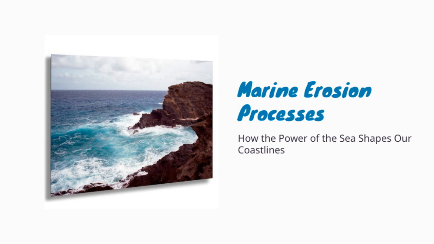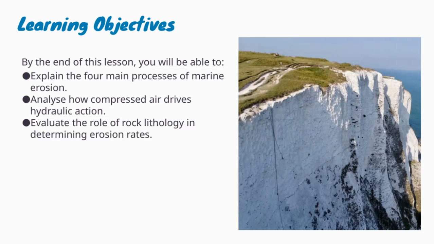Waves can crash into cliffs again and again, forcing air into cracks, throwing pebbles against rock, dissolving certain minerals, and moving broken material around. Today, we will focus on 4 key processes: hydraulic action, abrasion, attrition, and solution. We will also look at why some cliffs erode quickly while others resist erosion for much longer. The big question for today is, how does the sea break down rock, and why do some coastlines erode faster than others? Let's begin with today's learning objectives.